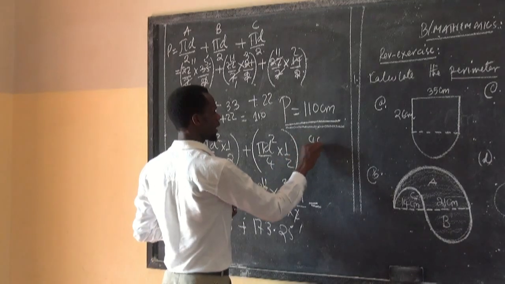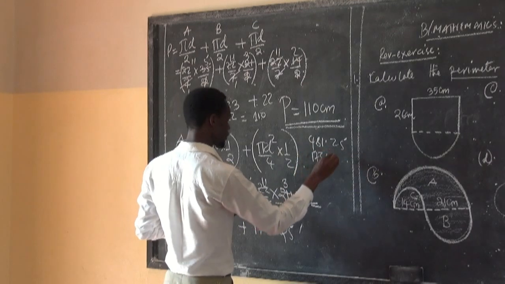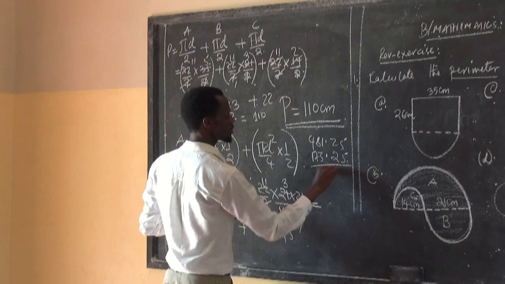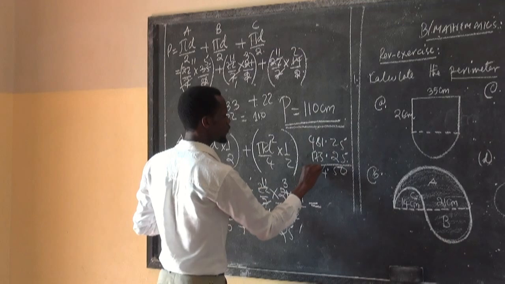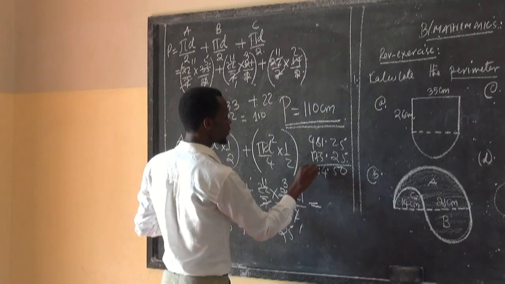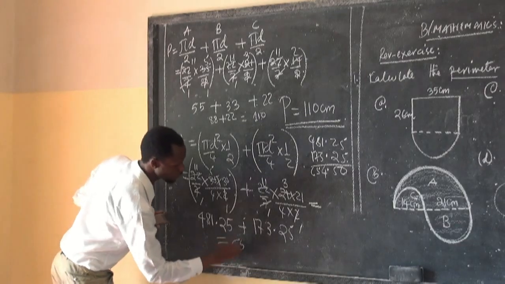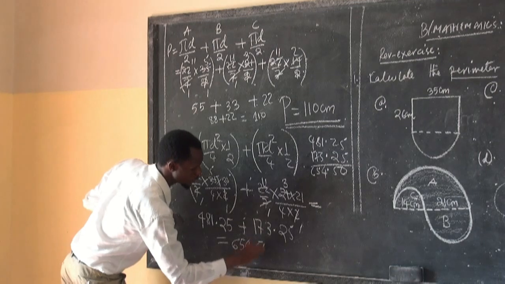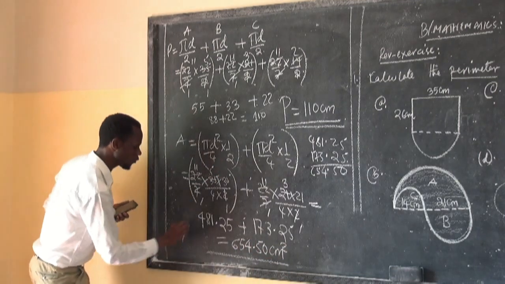You have 481.25 plus 173.25. Then here it is 50. Then here it is 4, 15. Then it is 5, 6. Then our answer is equal to 654.50 centimeters squared. Now this is definitely the area of the shell.